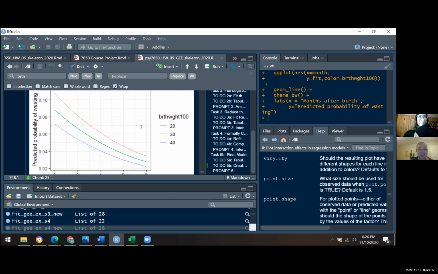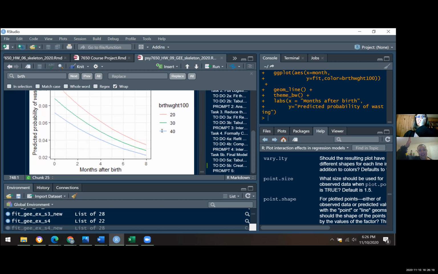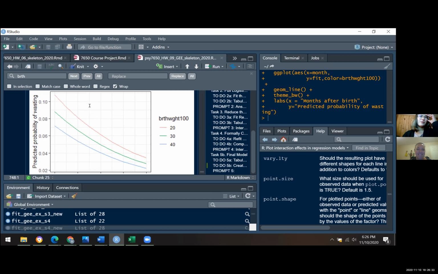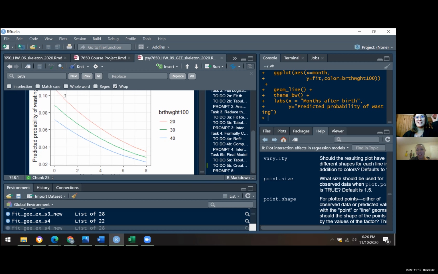Okay. So the lighter baby is the red, the heavier baby is the blue. So this is, okay, like 4,000 grams, 3,000 grams and 2,000 grams. Okay. So the probability of wasting is higher for lighter babies' birth weights. And the risk is higher right after birth, and that risk decreases as the baby gets older.